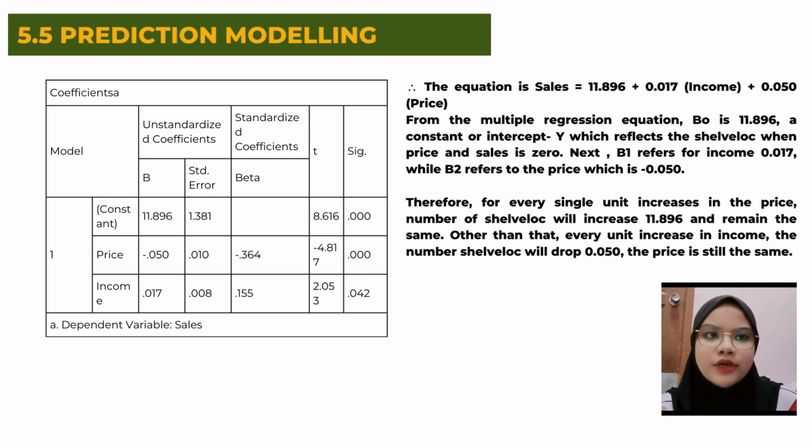Next part is 5.5 prediction modeling. In the table, the equation is sale equals 11.8996 plus 0.017 times income, minus 0.050 times price. From the multiple regression equation, B0 is 11.896, the constant or intercept, which reflects the share value when price and income are 0. Next, B1 refers to income, 0.017, where B2 refers to the price, which is negative 0.050.